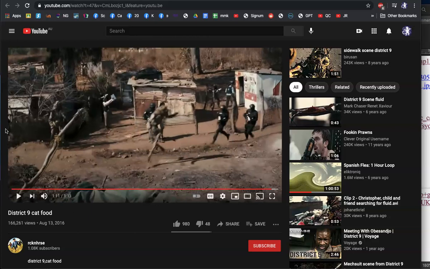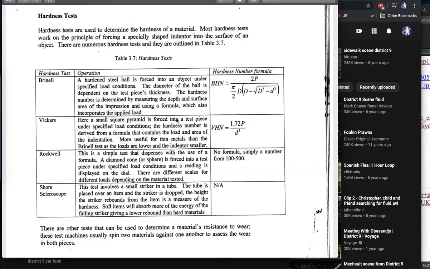Okay, so how I like to remember this is that the Vickers test is good for thin metals. Thin metals, like for a cat food tin. So if you need to use a cat food tin, you've got the thin metals, you want to use the Vickers test. Whereas the Brinell is good for big metals and with big crystals. Rockwell we use because it's fast, or it's relatively quick.